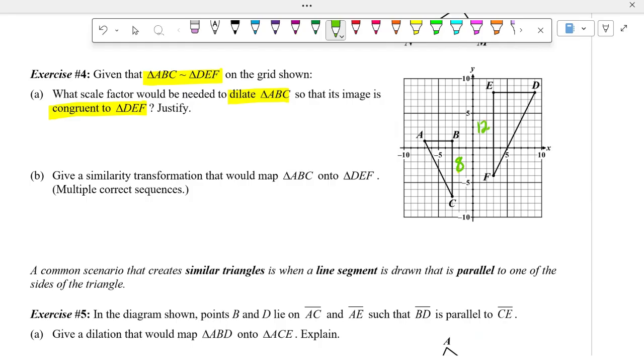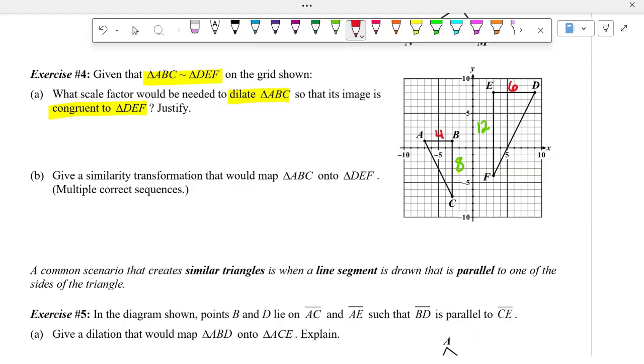What's the other set of sides that I can easily find side lengths to? AB and ED. So AB is 1, 2, 3, 4. ED is 1, 2, 3, 4, 5, 6. Now, I don't really care about the side lengths of AC and DF because right now I have enough information to check for the scale factor and to check similarity.